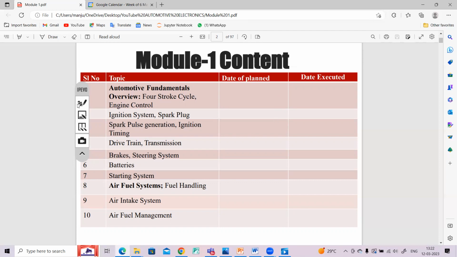Okay, fine. So for every class, with respect to the timetable and according to the calendar of events, I'm going to frame the subtopics that have been highlighted in the course manual, and the same is going to be shared in the MS Teams link also. First I'm going to start with the automotive fundamentals overview, where I'm going to discuss the four-stroke engine and engine control.